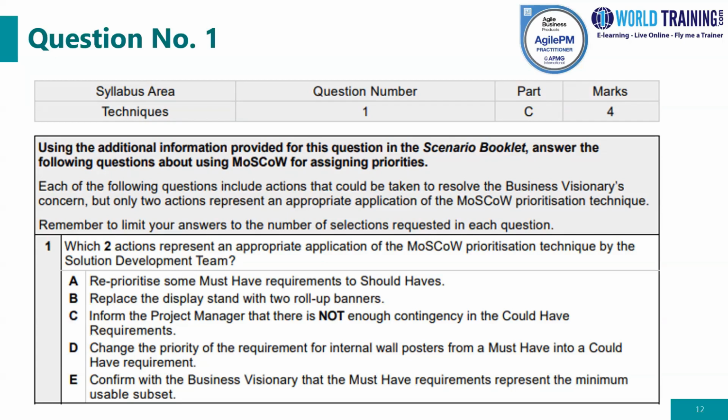So here is a question type wherein they ask you to choose 2 answers. Now you need to get both of them right. If you get one right, the other wrong, you will not get any mark at all. So you need to get both of them right. So the question is, which 2 actions represent an appropriate application of the MoSCoW prioritization technique by the solution development team? The correct answers are C and E on this particular one.